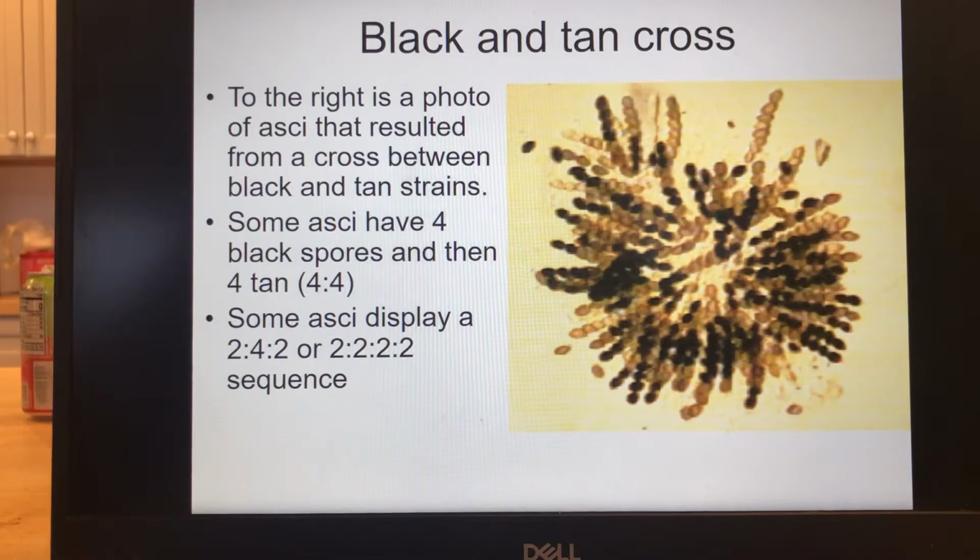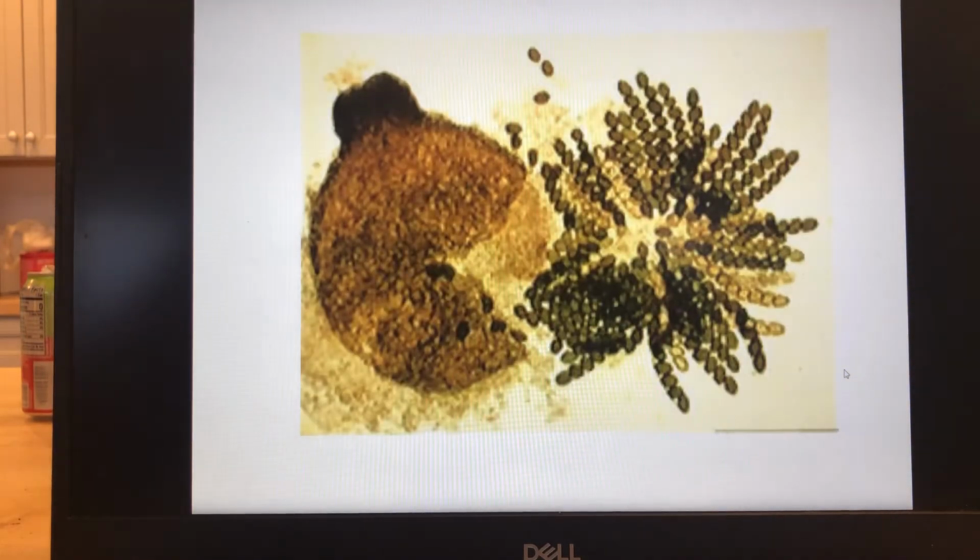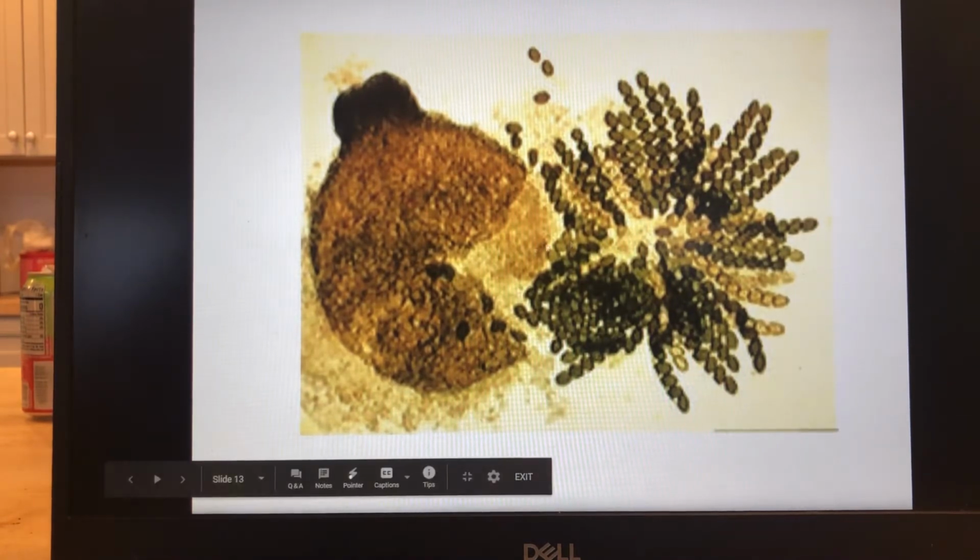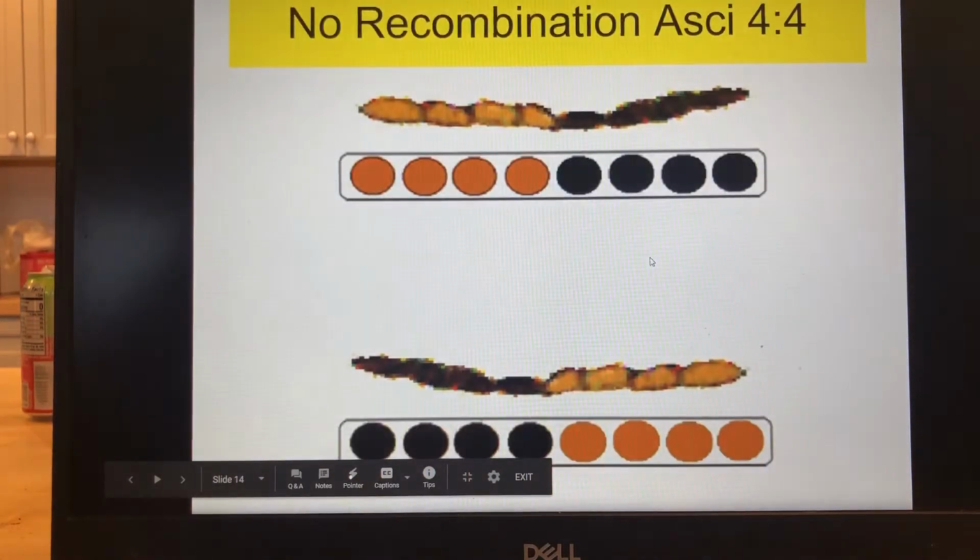And what you're going to do is record all this on your chart, which ones had crossing over, which ones didn't. This one's a 4 white, 4 black, no crossing over. Okay, here's another kind of example of a card. You can see the paraphysis right here. And then this one, it's kind of a cluster. You can't really see the colors, super easy.